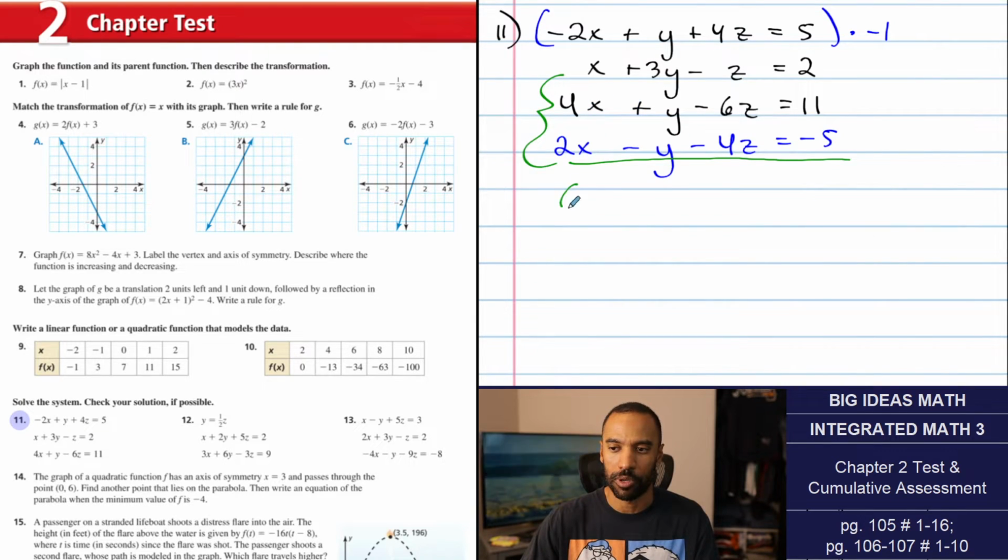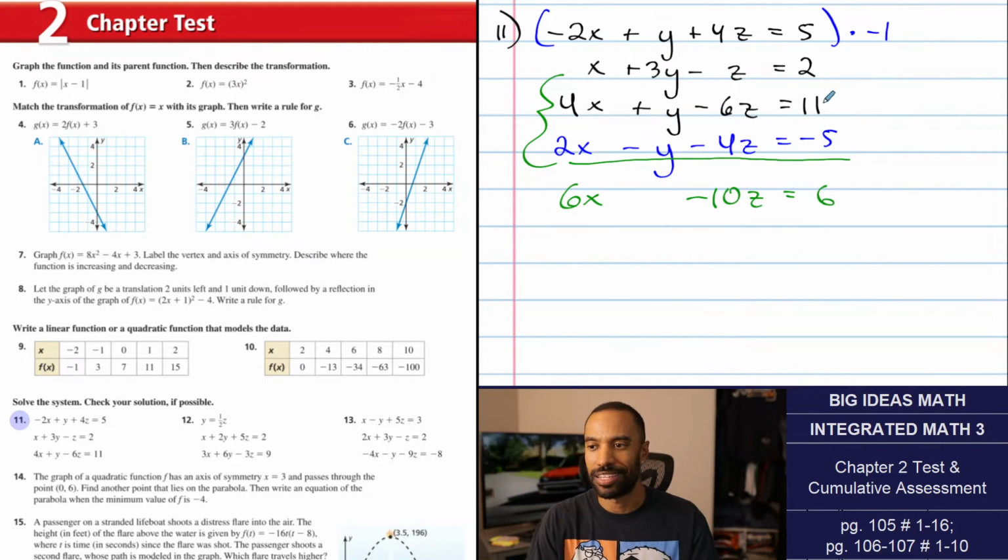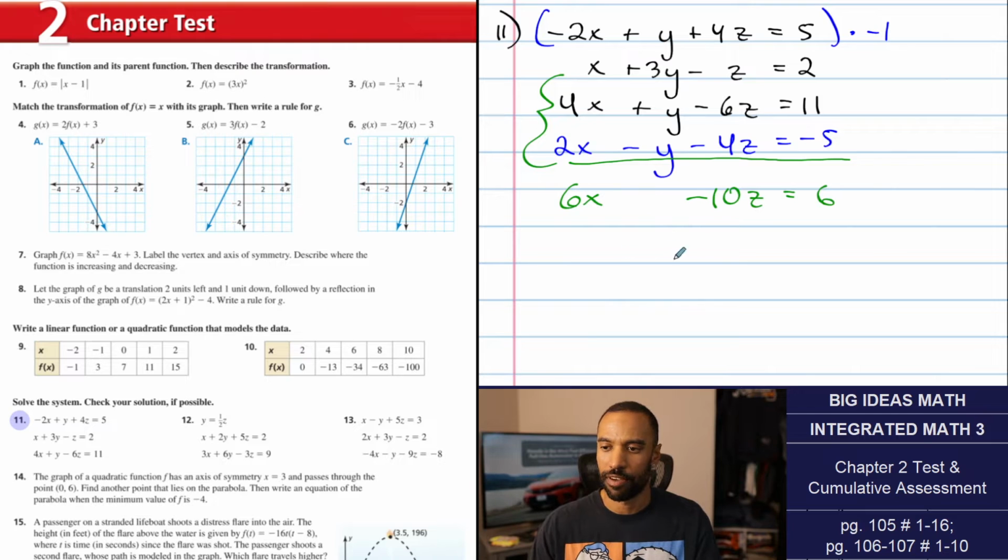So this is going to be scrappy work. Apologies, but this is my plan. 6x minus 10z equals 6. If I divide everything by 2, as I generally like to do, I get 3x minus 5z equals 3.